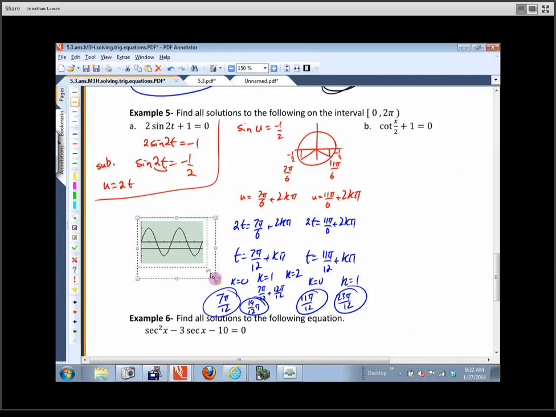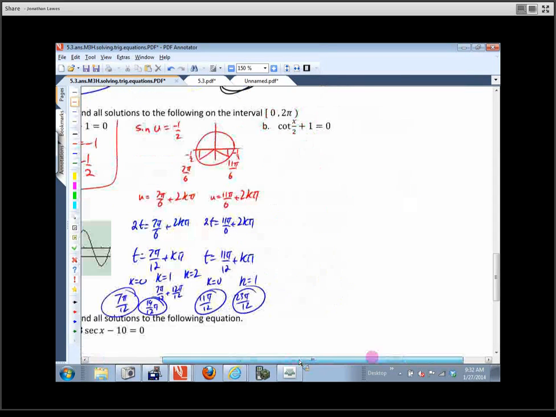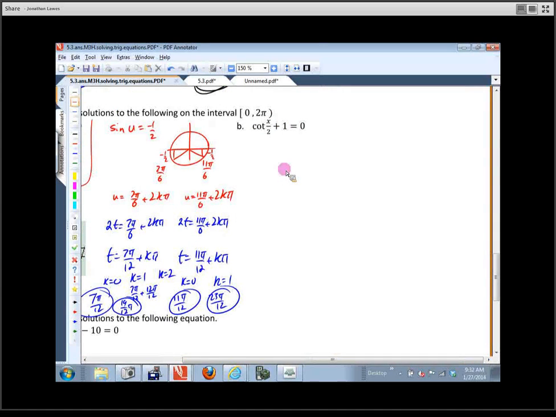That there just as a reminder. Okay, let's take a look at this one then. Ideas on that one? Subtract 1, so we're going to write cotangent of x over 2 is equal to negative 1. What's that? You don't have a cotangent inverse on your calculator, so that's kind of an issue. So, what's that? What do you mean?